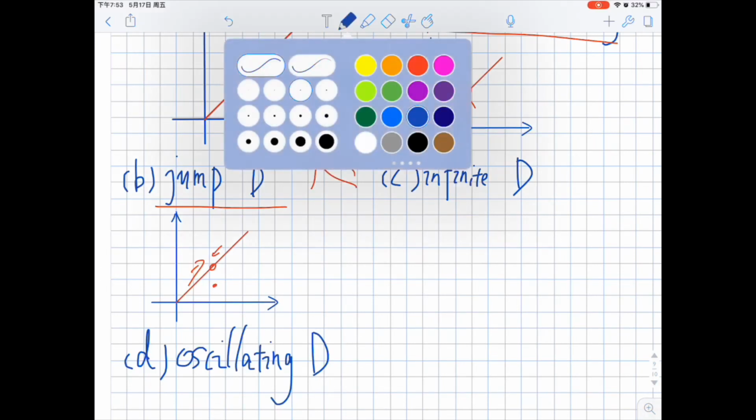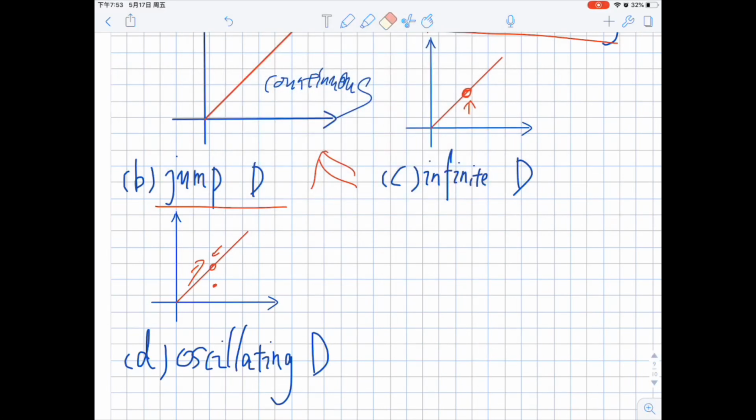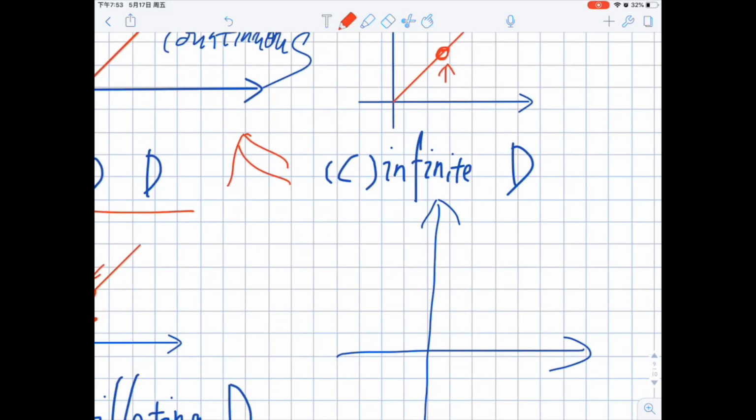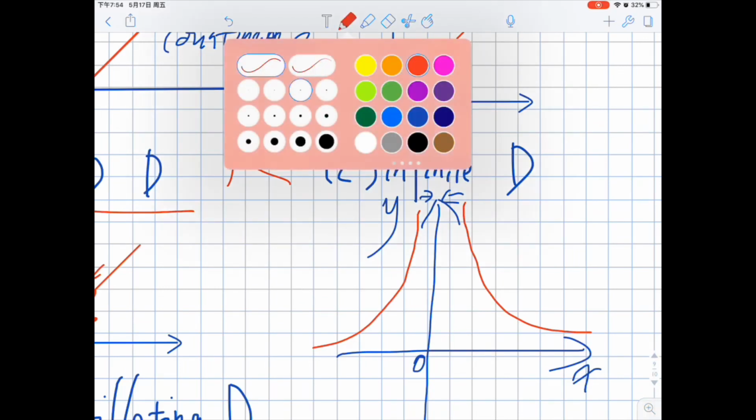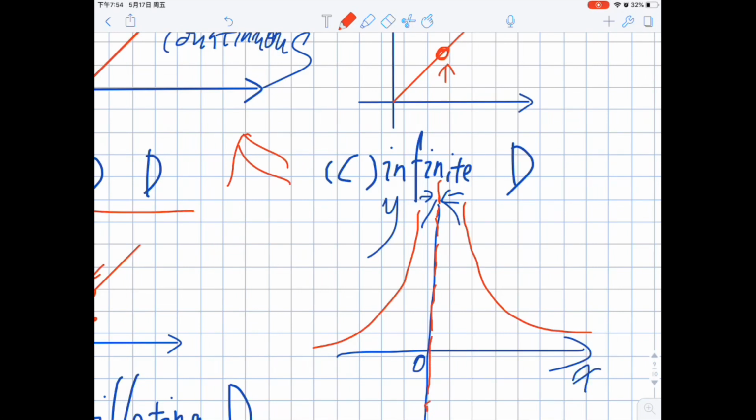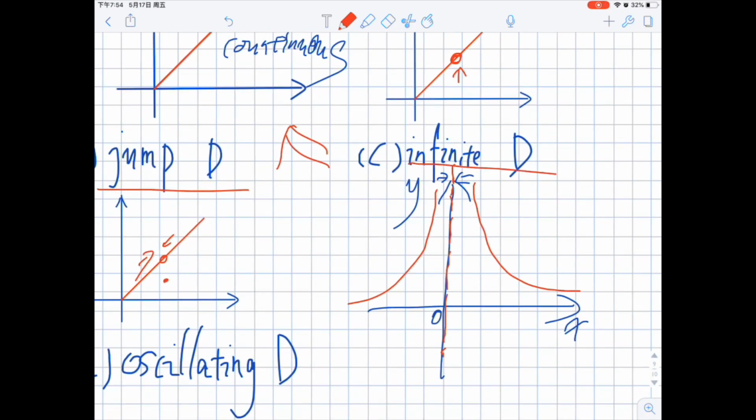Infinite discontinuity, actually we cannot refer to this graph here. Let's draw another graph. An infinite discontinuity basically means there's a vertical asymptote. Let's see if a function is like this. We can easily see when x equals 0, it does not have a limit because the two sides are not connected together, since there's a vertical asymptote in between them. So this is called infinite discontinuity.